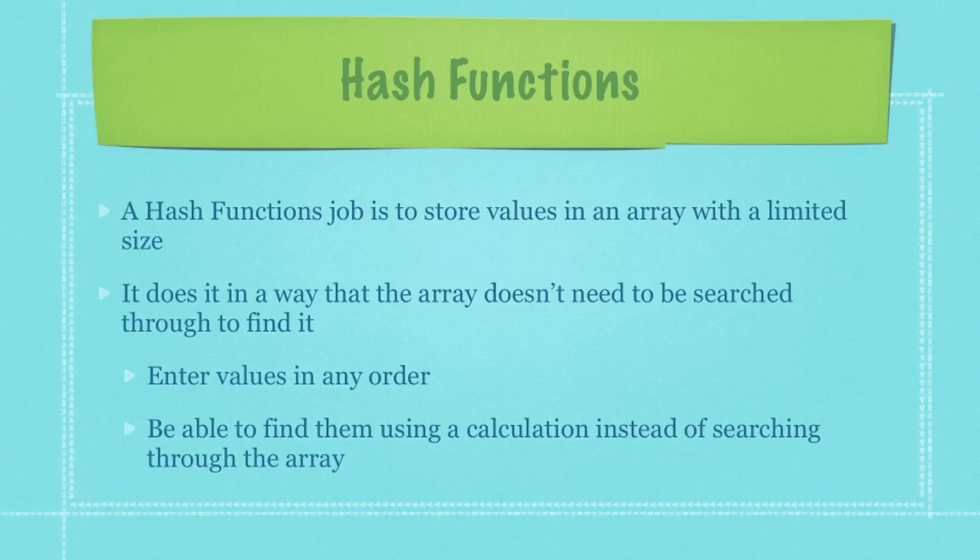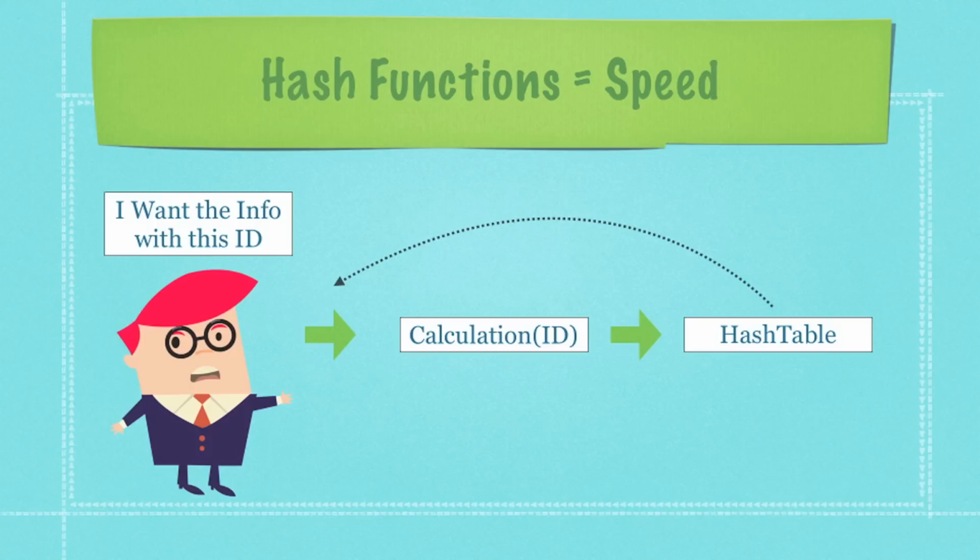So this allows you to enter values in any order and be able to find them using a calculation instead of searching through the array. And that is why they are very fast. So basically, if you have your little guy here and he wants information that was stored in a hash table, and he has a very specific non-duplicate ID for that information, that ID is going to go through a calculation, and that calculation is going to provide the exact index for that information. Then it goes directly to that location in the array or the hash table and sends the information back to the user. That is, in essence, what a hash function is and how a hash table functions.